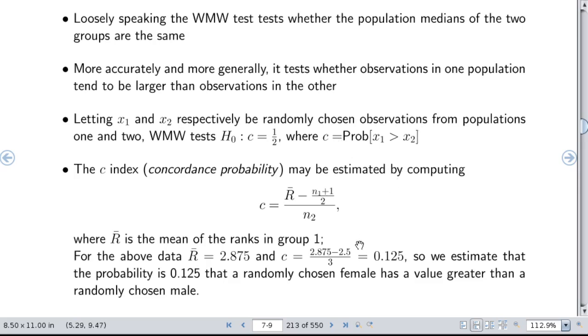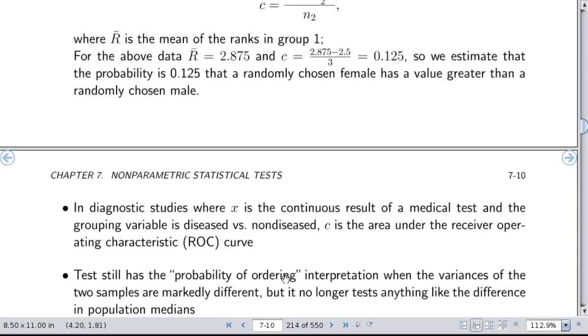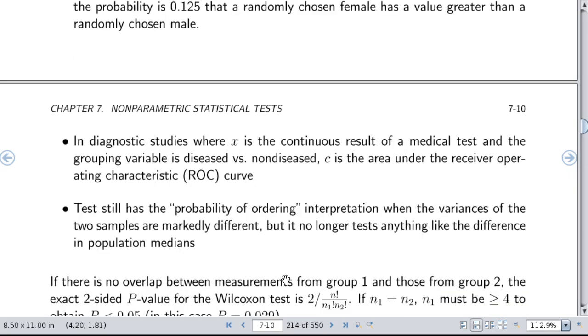So for the data we had above, the mean of the ranks in group 1 was 2.875, and the C statistic is 0.125. So we estimate the probability that a randomly chosen female has a value greater than a randomly chosen male is only 0.125. It's a nice summary of how the two samples are separated, or the extent to which one has values bigger than the other. Now, in a diagnostic study, instead of comparing two groups, you'll have, say, diseased and non-diseased. And if you go through this same exact calculation, you'll see that this C statistic is the area under a receiver operating characteristic curve.